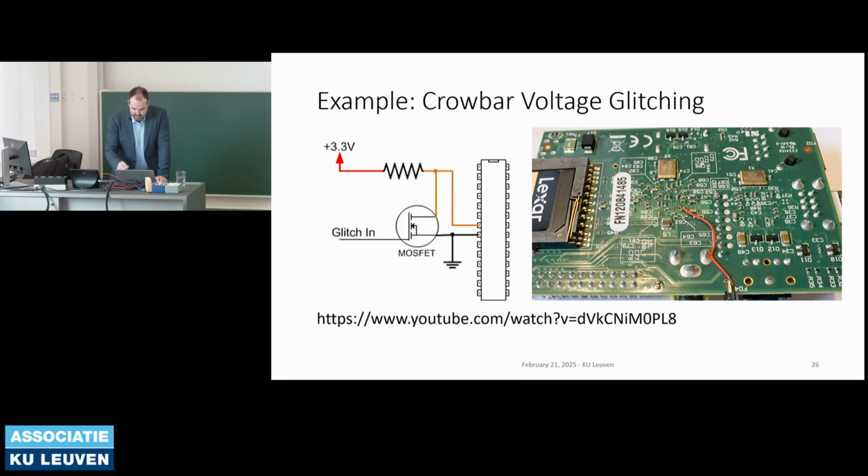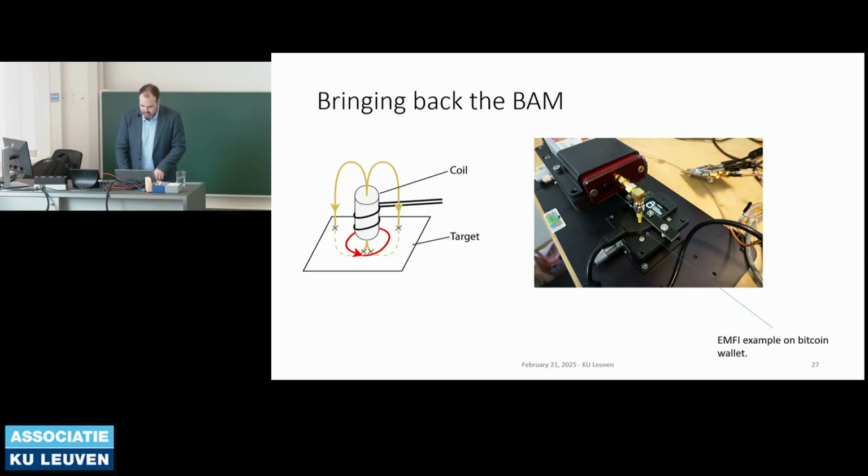So on a Raspberry Pi, here's an example of voltage glitching. What I've done is I've soldered a wire right onto a power pin on the underside of it, and I connect a MOSFET, a digital switch, to short the power at a very short instance in time. This works on a whole wide range of devices, and it's a really easy way of doing glitching.